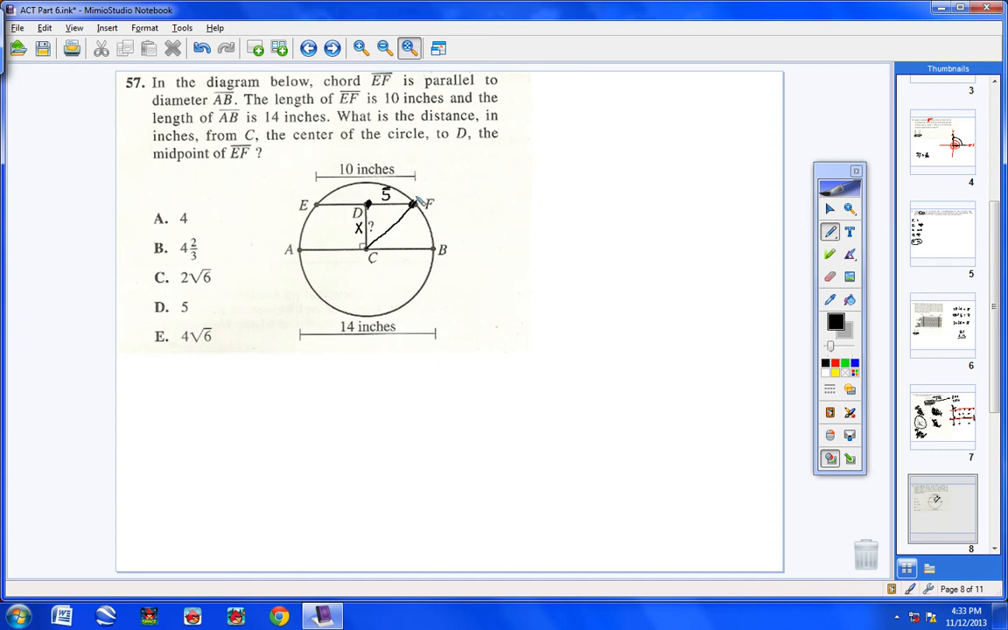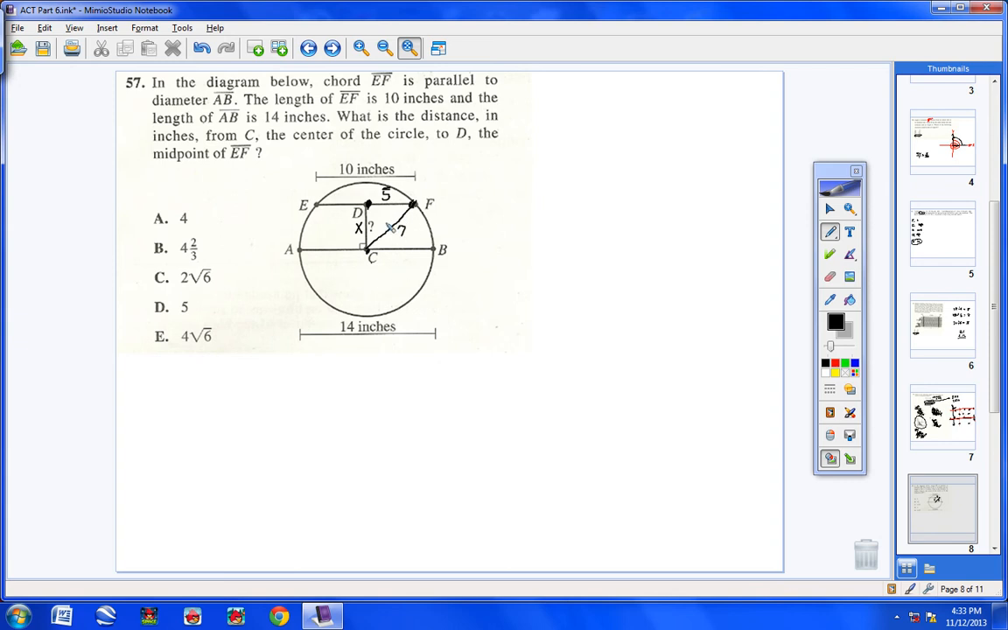Well, isn't CF a radius? Yes, it is. It goes from the center to the edge. Now, what is the whole diameter of this circle? 14. So what is the radius of this circle? Half of 14, 7. So all of my radii are going to be 7. So I do know the length of CF. It's a radius, and it has a length of 7.